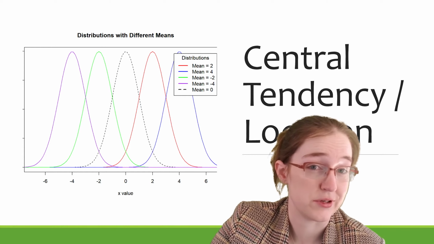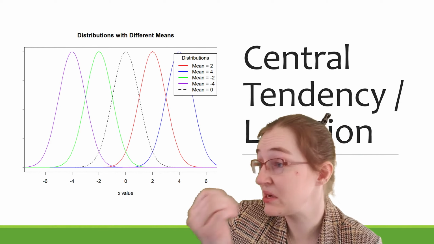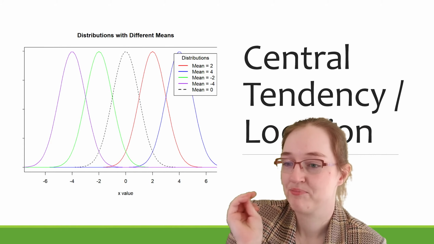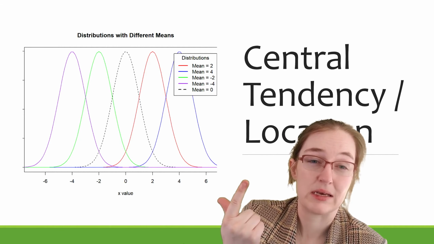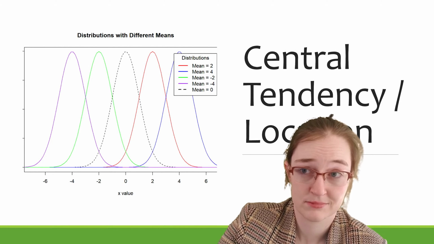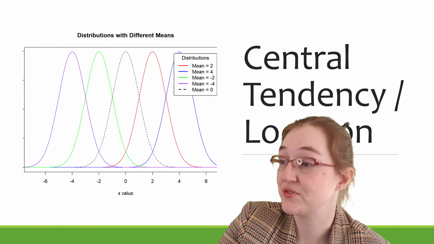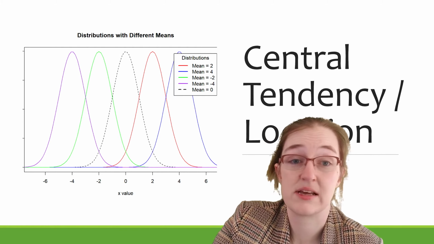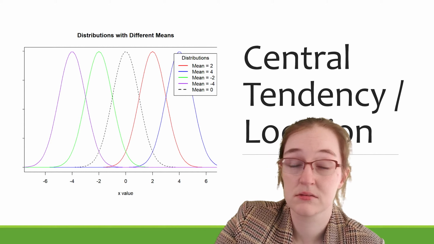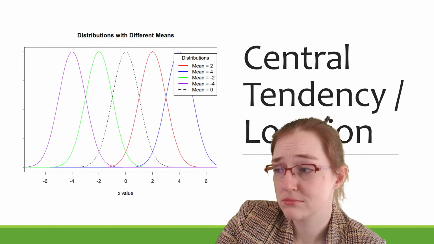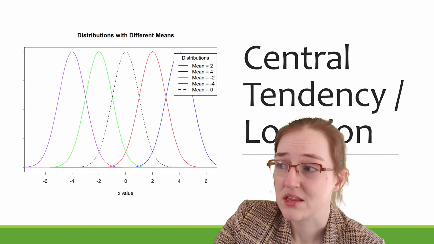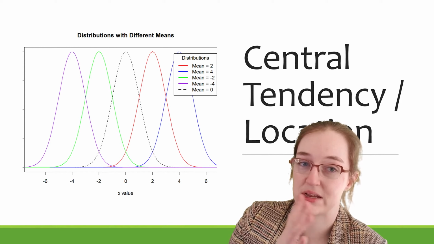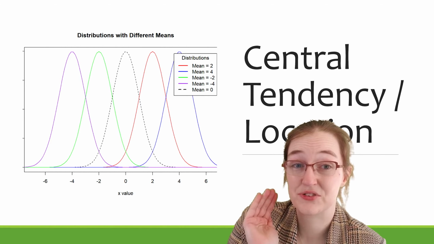So, location. The three most common measures of central tendency, so that's where the bulk of the data live, are mean, median, and mode. And I've got some equations coming up for those of you who need them, but the idea is that they show you where the center of the data are. So the mean is the arithmetic average, usually. The median is the cut point where half your data are above that value and half your data are below that value. And mode is the most frequent value in your data.